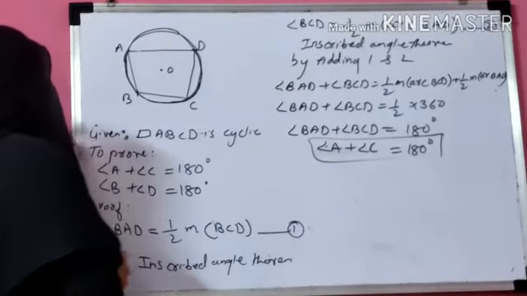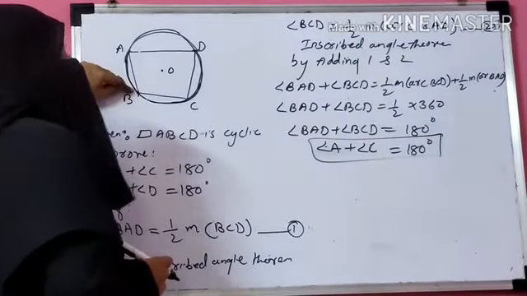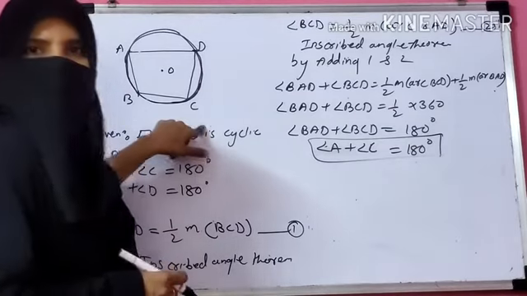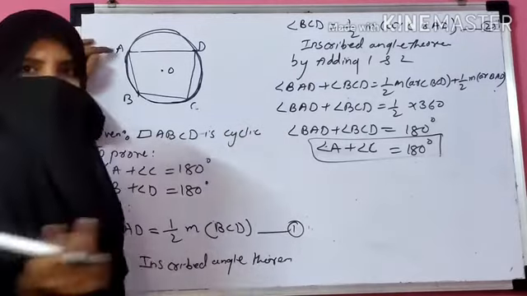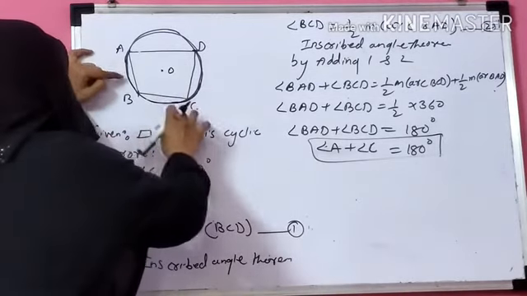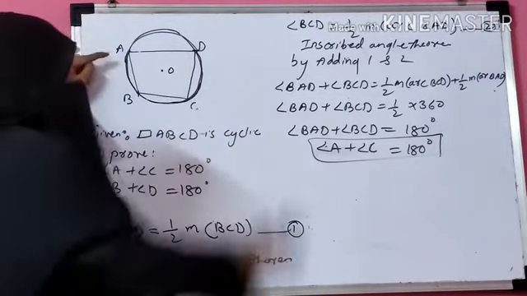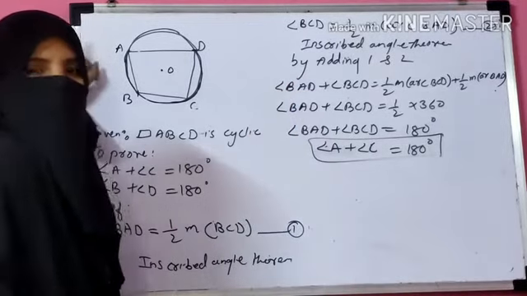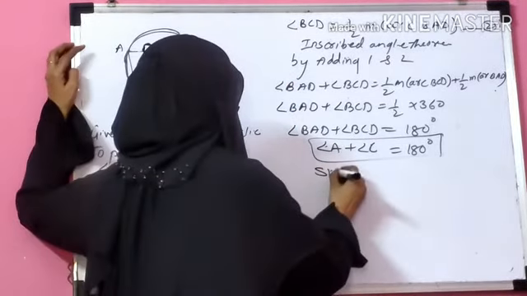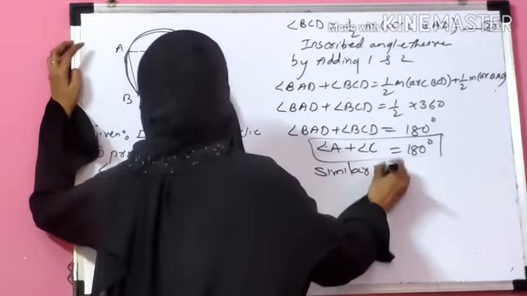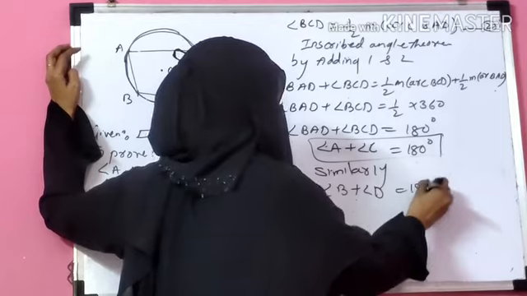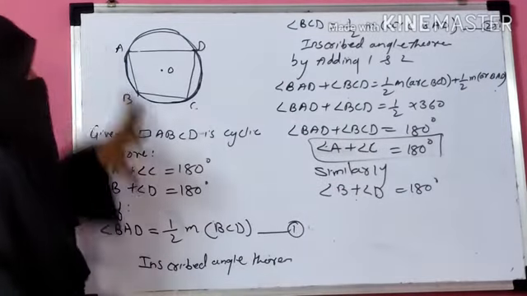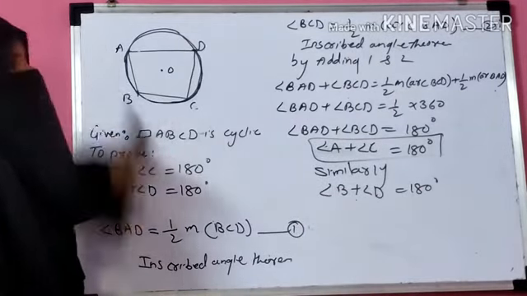Now similarly you can prove here angle B is half of arc ACD and angle D is half of arc ABD, and add them. After adding you get the complete circle, 360, and half of 360 is 180. So similarly you can prove angle B plus angle D is equal to 180 degrees. Got it?